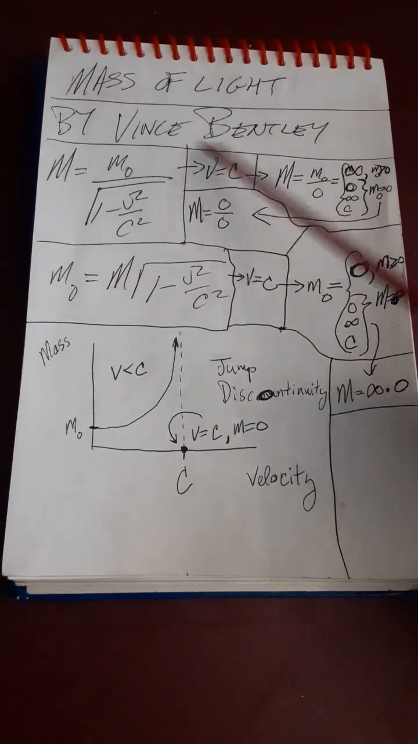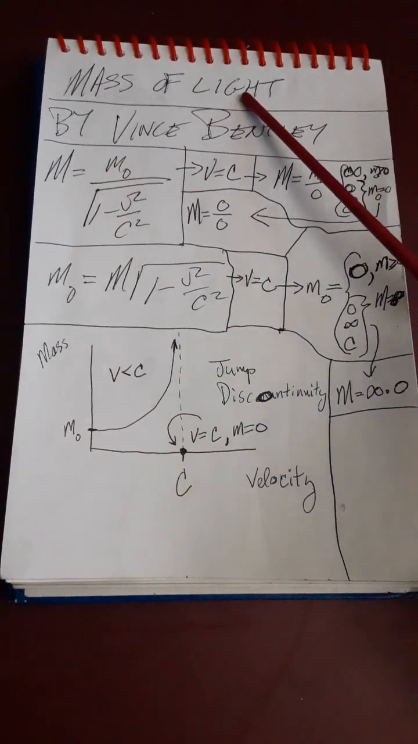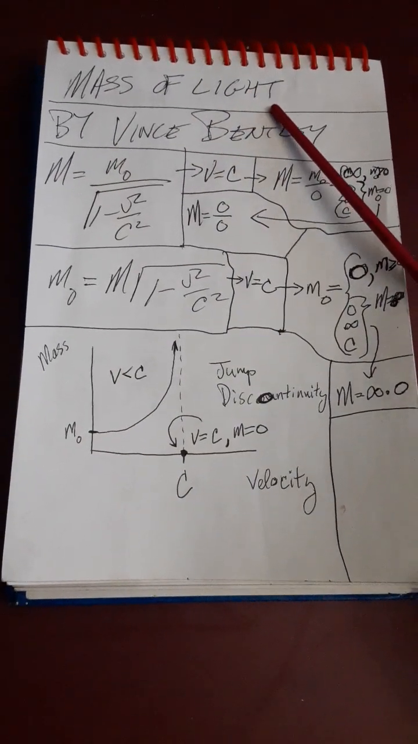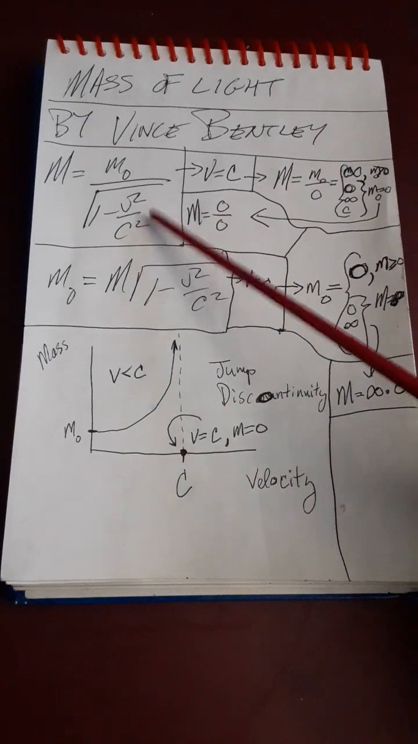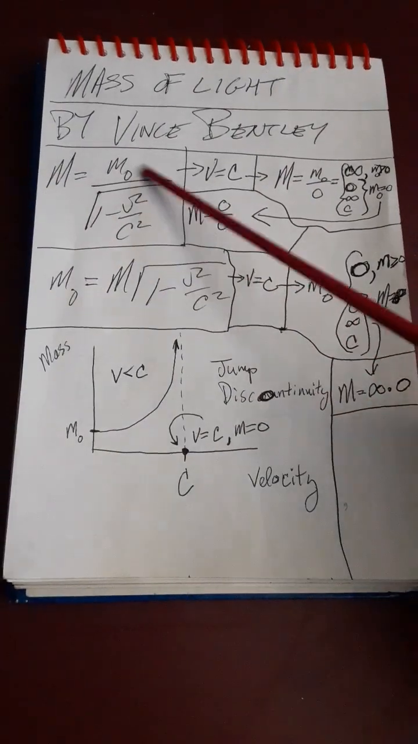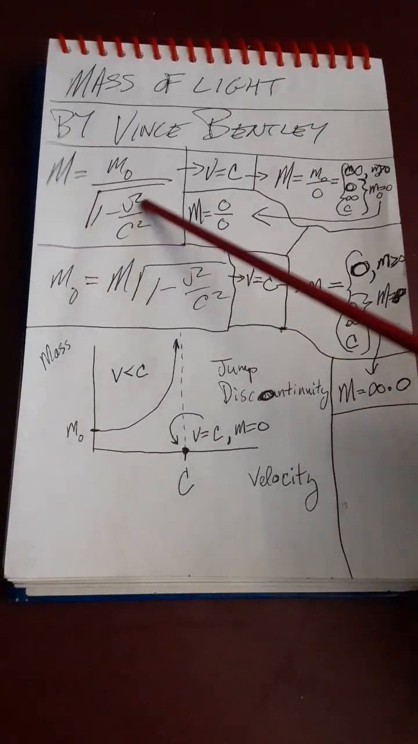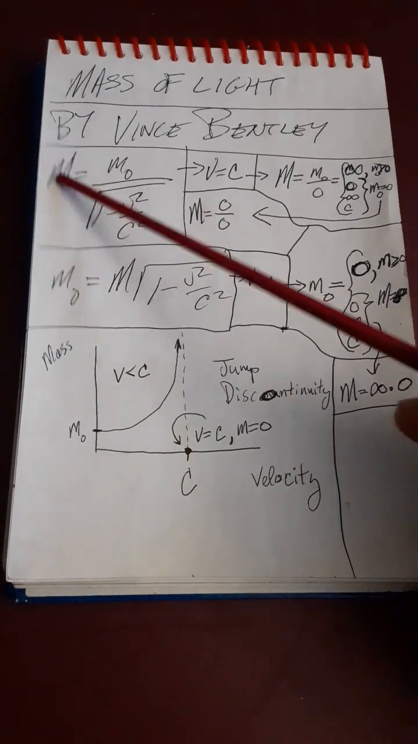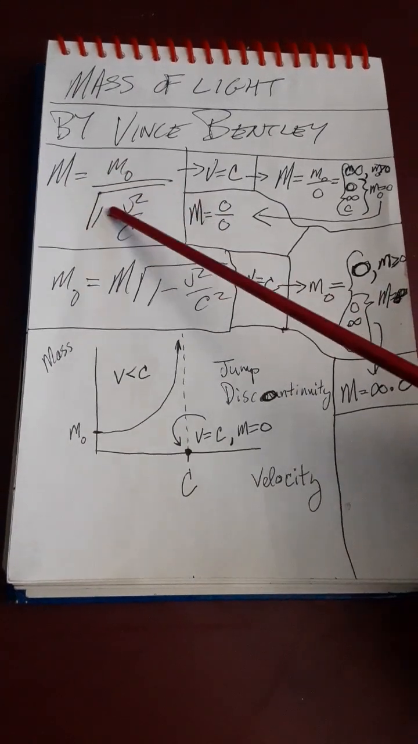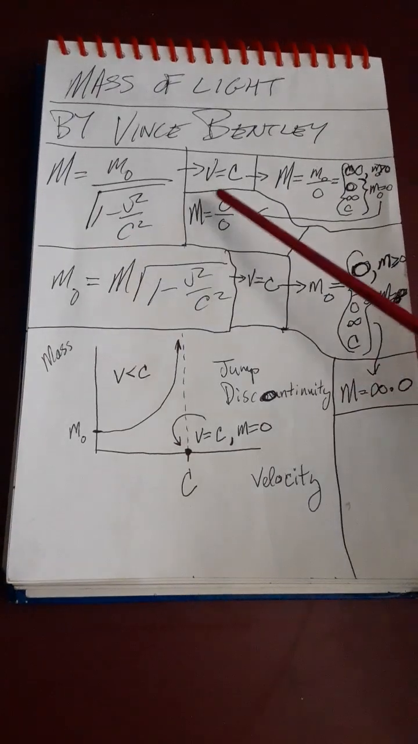Okay, today we're going to look at the mass of light, trying to get the mass of light from the relativistic mass equation. Here's our relativistic Einstein mass dilation formula: M equals m0 divided by the square root of 1 minus v squared over c squared.